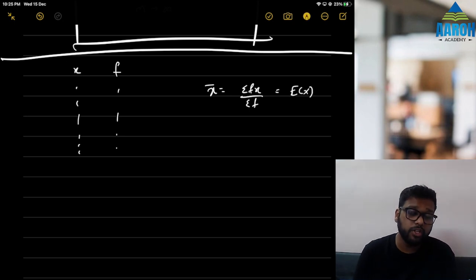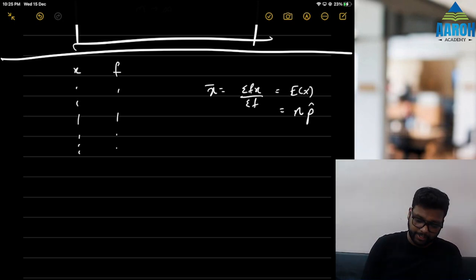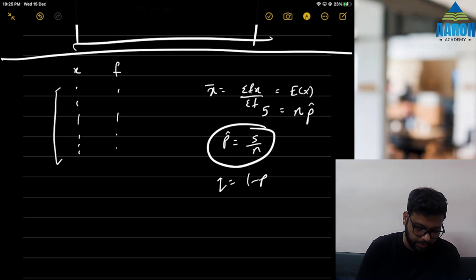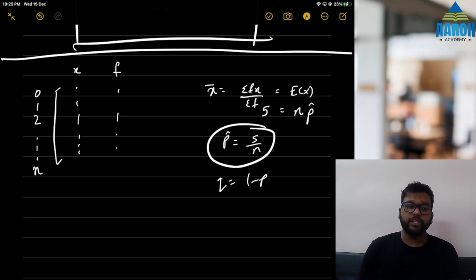What is the formula of mean of binomial distribution? N into P. So n we know, and we take P hat, the approximate value of P. Let's say this mean is 5. So P will be 5 by n. Then based on that P, we can get Q also, which is 1 minus P. We have n already; n is the number of items here, 0, 1, 2, up to something. Based on that, we can calculate probability for each value.